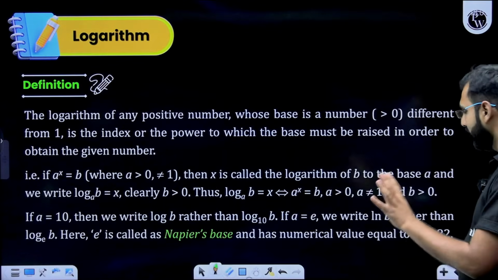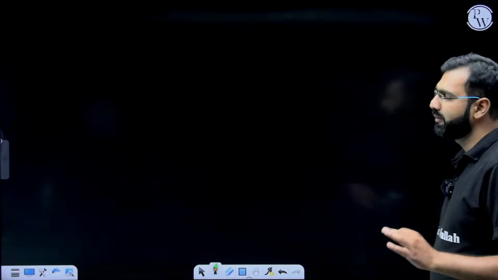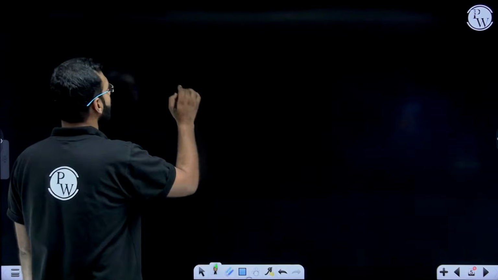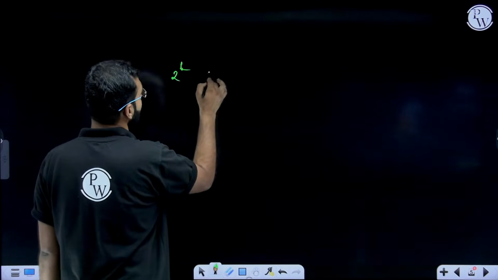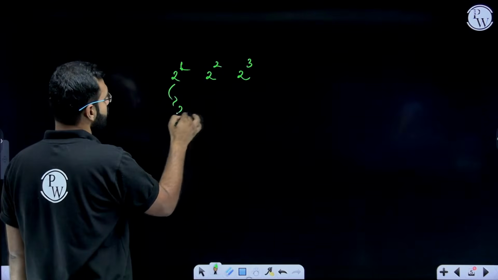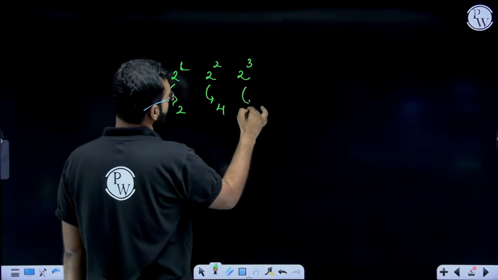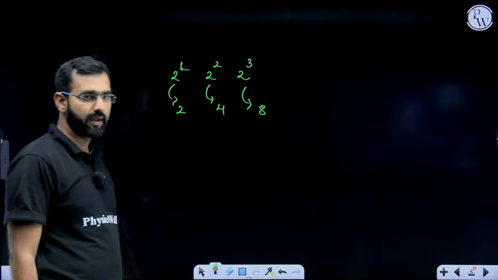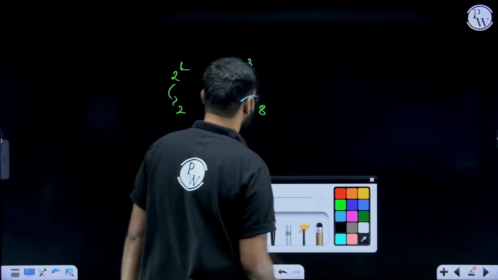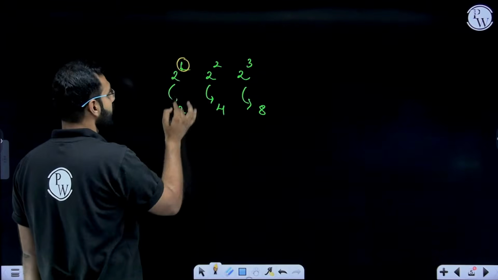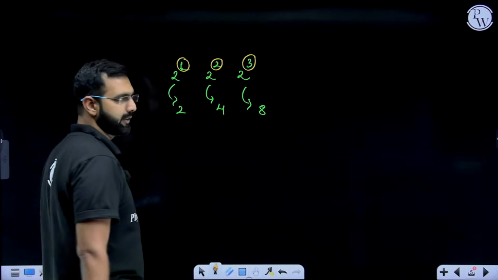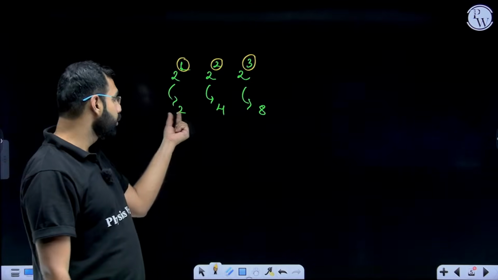Before I explain this entire theory, I'll simply take you through one basic concept. Let's say I talk about higher powers of 2: 2 to the power 1, 2 to the power 2, 2 to the power 3. You know that 2 to the power 1 is 2, 2 to the power 2 is 4, 2 cube is 8. I hope everyone is listening and understanding. So 2 when raised to power 1 gives you 2, when raised to power 2 gives you 4, when raised to power 3 gives you 8. So it gives you 2, 4, 8.